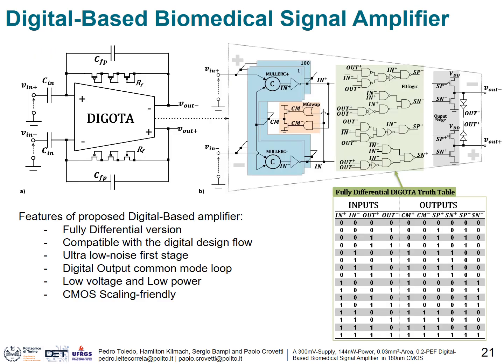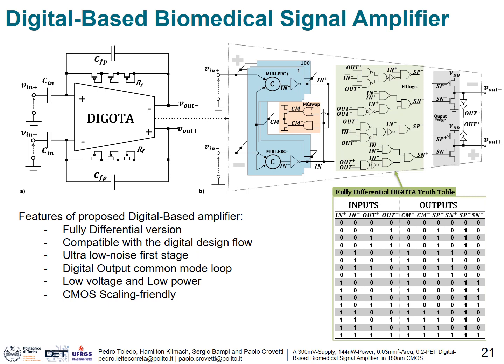In this way, we can end up with a fully differential BioDIGOTA truth table, where each digital output signal can be generated and provided by each individual kernel map, as you can see here. This picture shows the bioamplifier that uses BioDIGOTA as a building block. Logic gates needed to implement it are also shown.